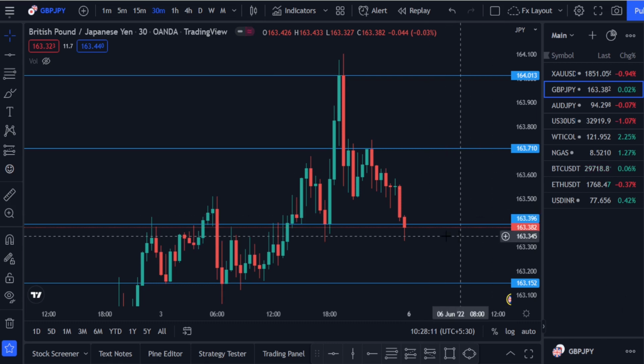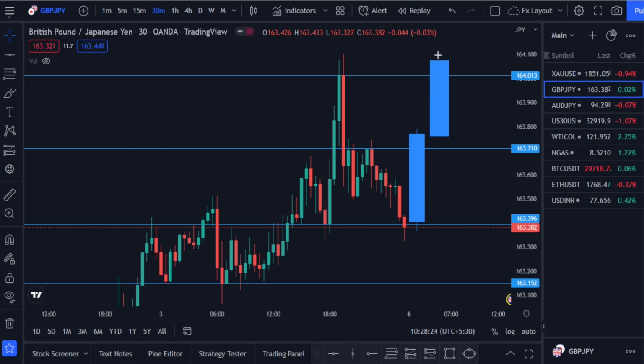If we get a bullish candle closure, something like this, above the resistance, then we are expecting the price to make a bottom. It can move to the next resistance. And if we get a bullish candle closure above this resistance as well, then we are expecting the price to move to the next resistance, something like this. This is what we are expecting to happen in the coming days.